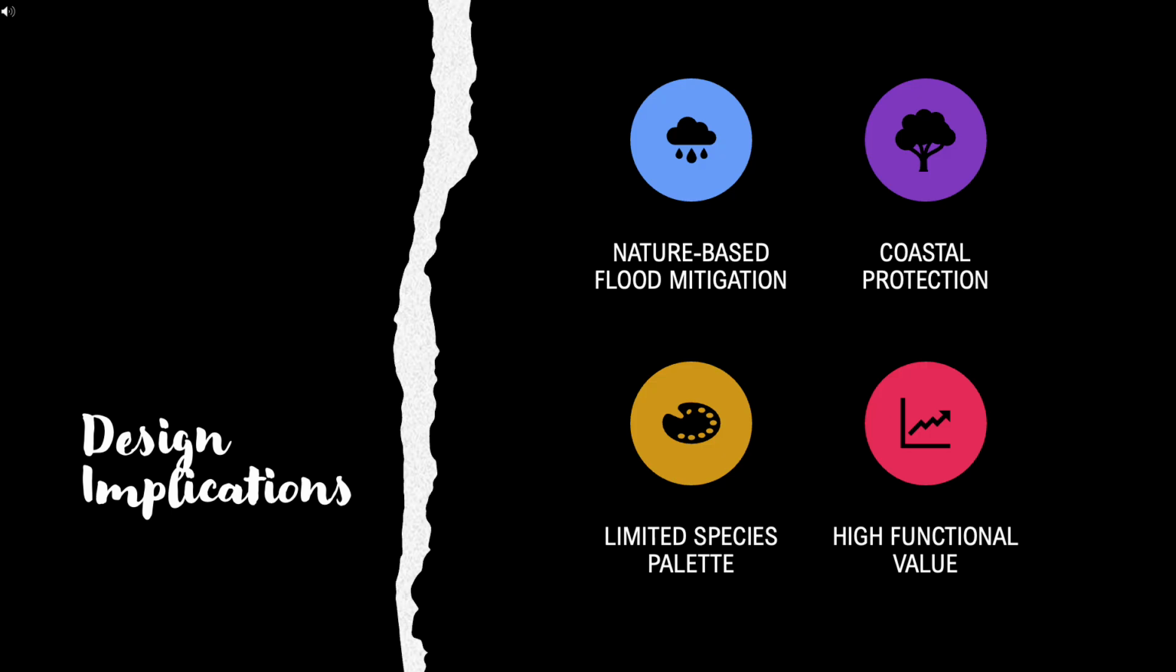This goes beyond flooding. Mangrove root systems trap sediment, build land, and prevent erosion. They provide nursery habitat for fisheries that local communities depend on. When you destroy mangroves to build a waterfront development, you're not just losing trees, you're losing ecosystem services worth enormous amounts of money. Third, limited species palette. Unlike a rainforest with hundreds of potential species, mangrove planting and restoration work with a relatively small pool of species suited to these extreme conditions. This actually simplifies selection, but it means you need to get those few species right. And fourth, high functional value.